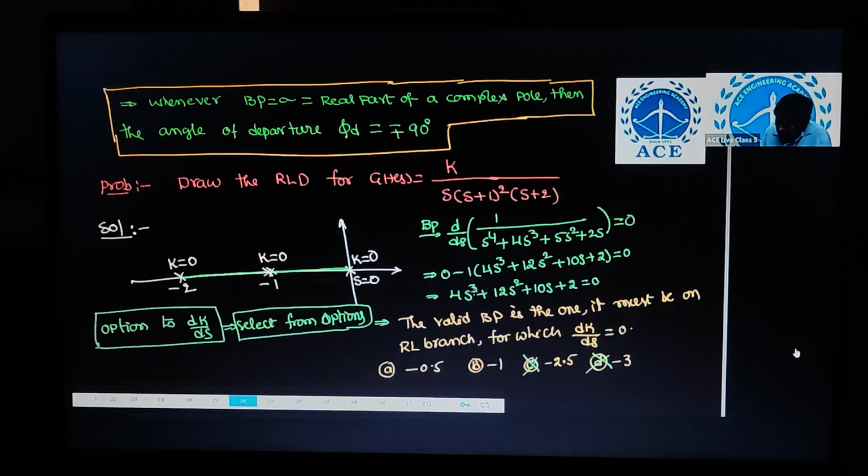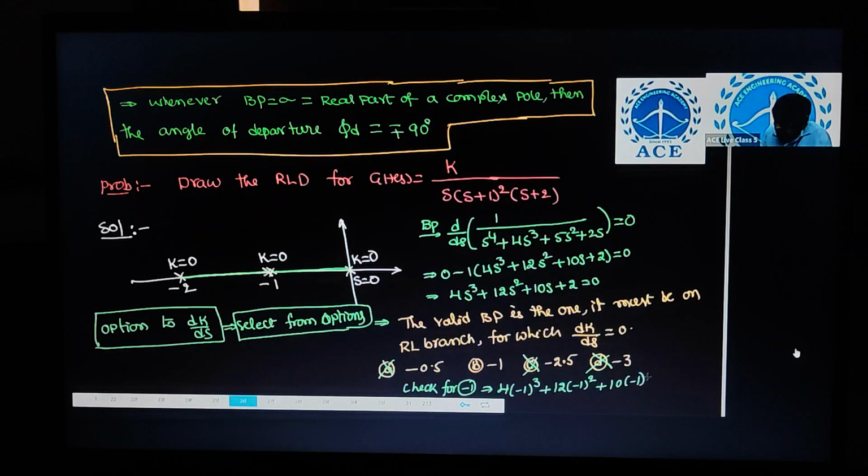Now check which is correct: substitute s equal to minus 0.5, and check if it is 0. If it is 0, it is correct. I already verified that minus 0.5 is wrong. Check for minus 1, because minus 1 we can directly identify as repeated poles. Check 4 into minus 1 whole cube plus 12 into minus 1 whole square, plus 10 into minus 1, plus 2. It should be 0, then it is valid.